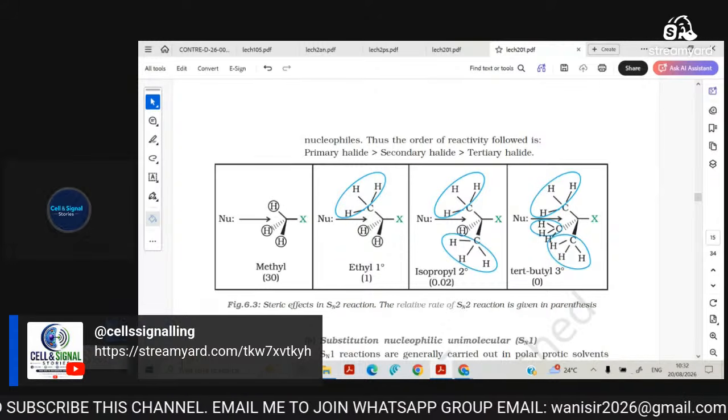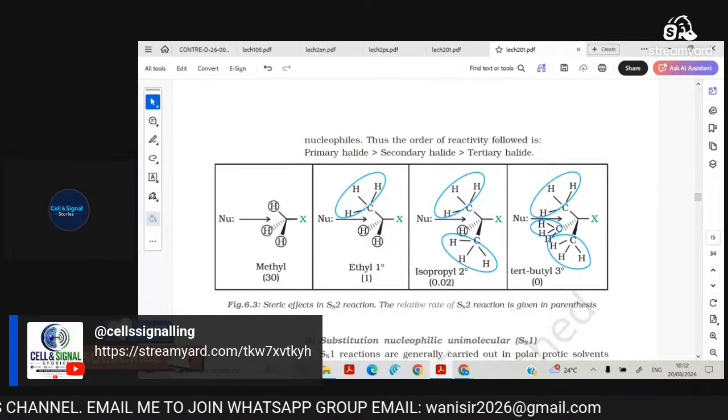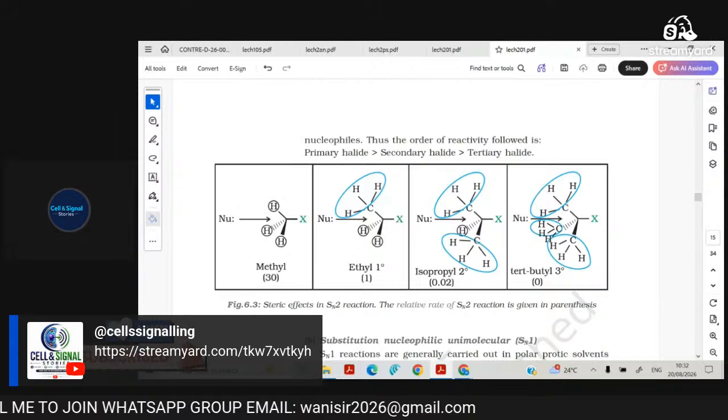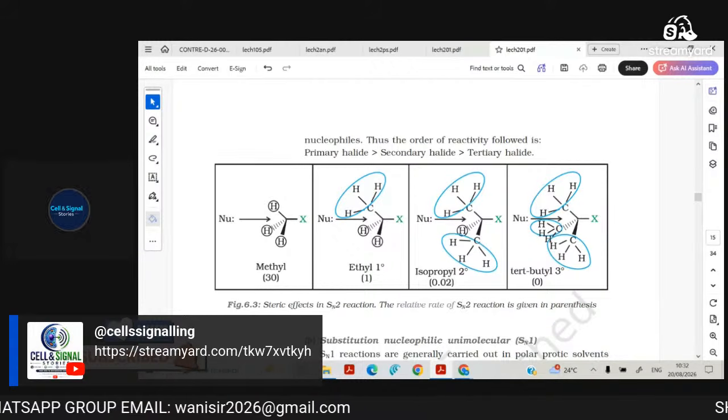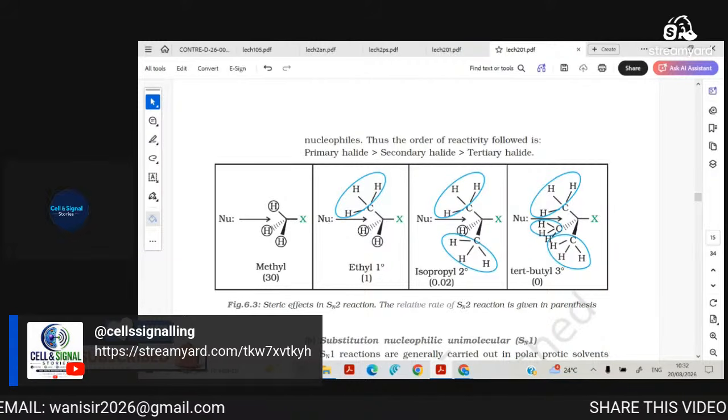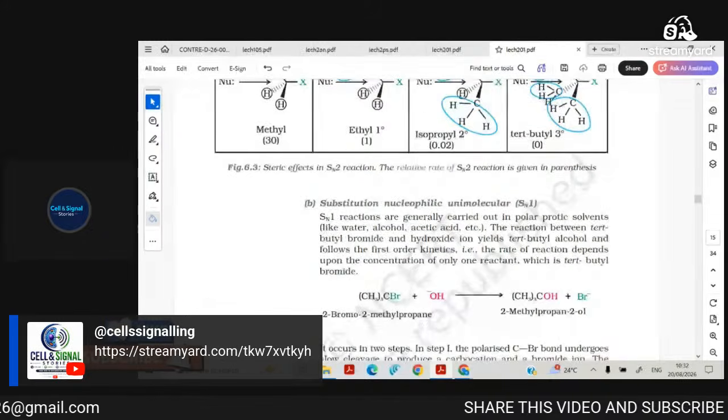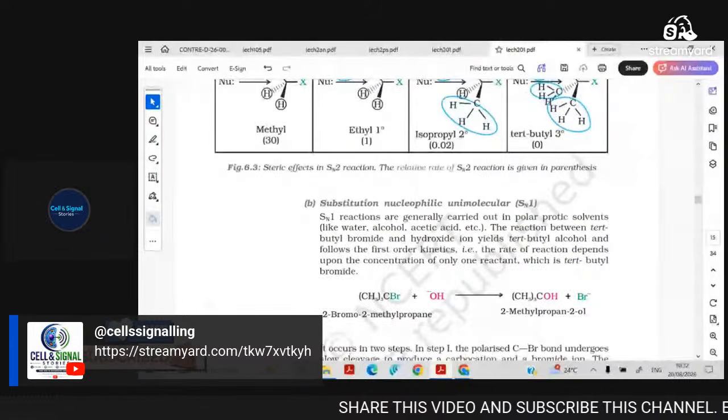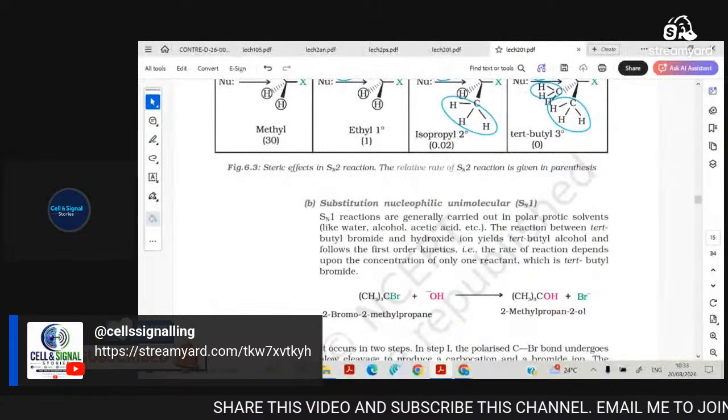You can see that the incoming nucleophile has to squeeze through these hydrogen atoms and these bulky groups to reach the central carbon. So this is all about the SN2 reaction. Now the SN1 reaction.